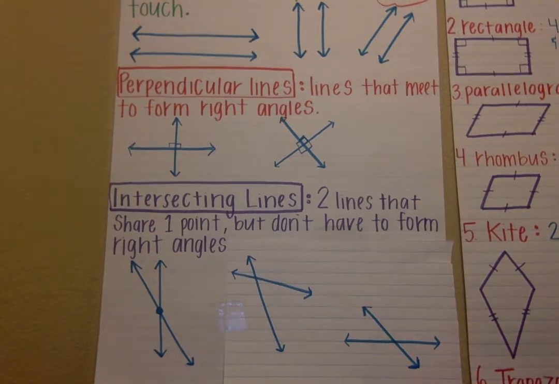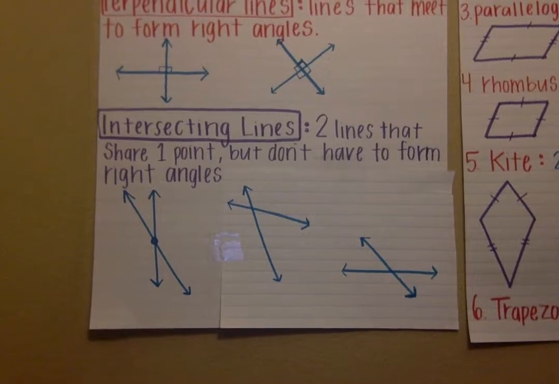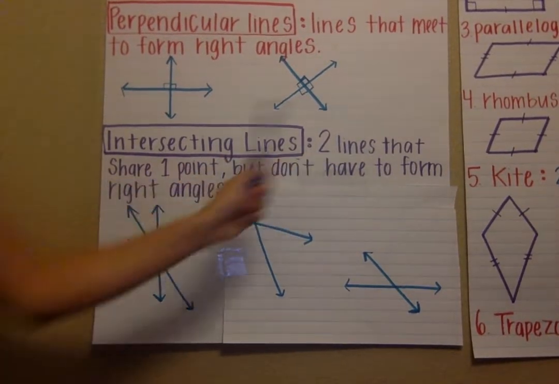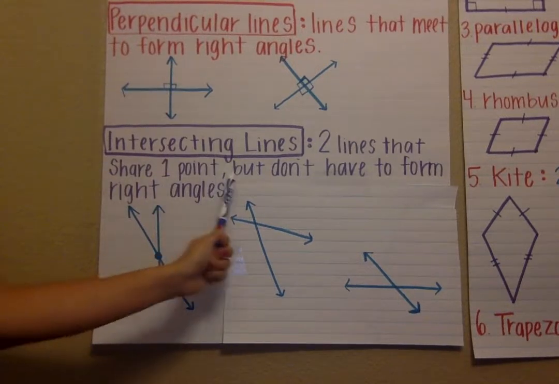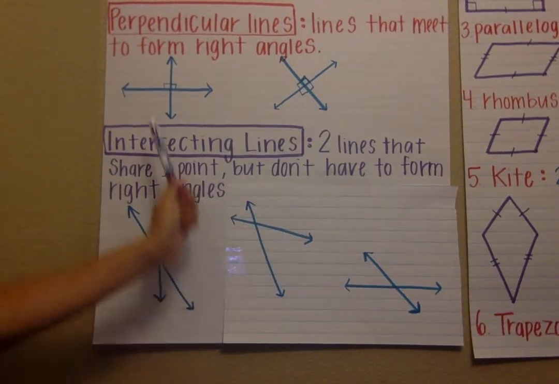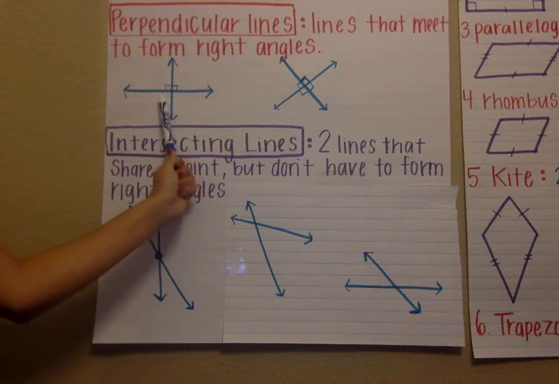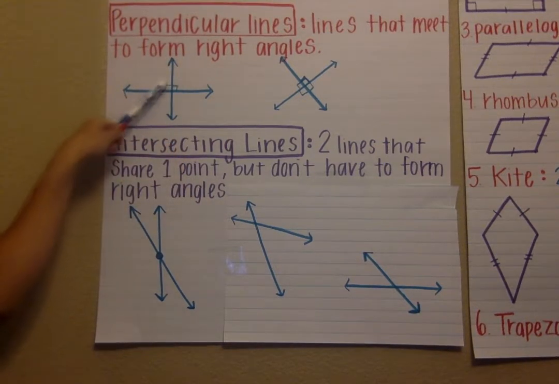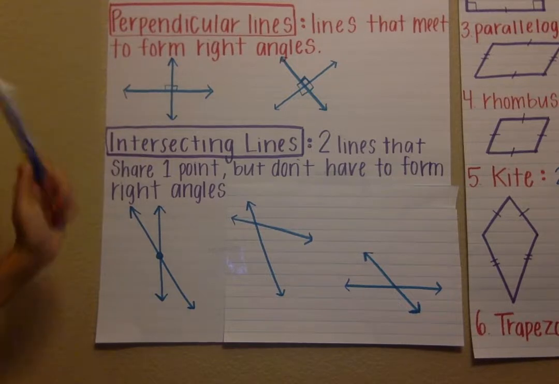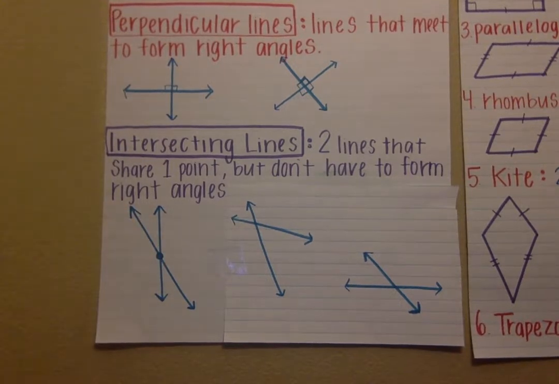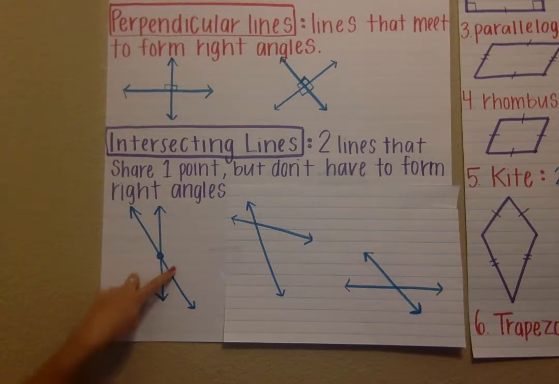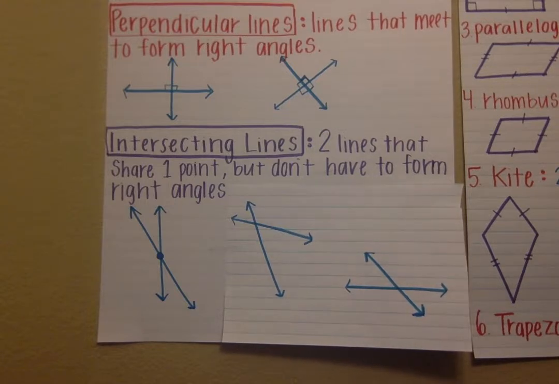The third set of lines that we are going to talk about are called intersecting lines. So intersecting lines are 2 lines that share one point, but they don't have to form right angles. So perpendicular lines, they still touched in one point, but they came out to make these perfect L's, whereas these ones do not. If I try to make an L here, it's going to be more of a bend. It's not going to be perfectly straight.